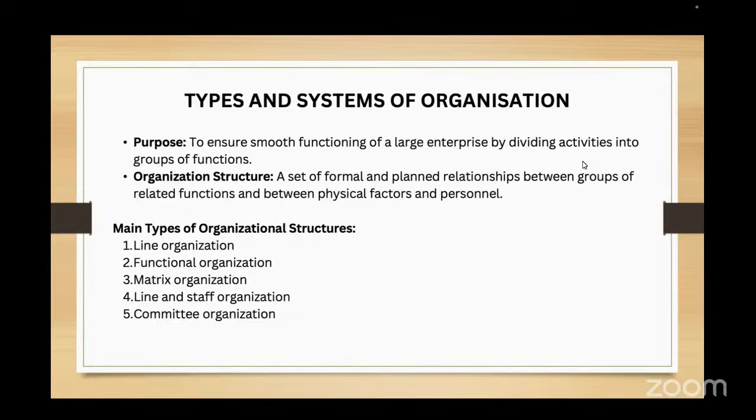Types and systems of organization, for smooth functioning of a large enterprise by dividing activities into groups of functions. So, what is organization structure? Organization structure is a set of formal and planned relationships between groups of related functions and between physical factors and personnel. An organization structure refers to how the work, authority, and relationships are arranged within a company.